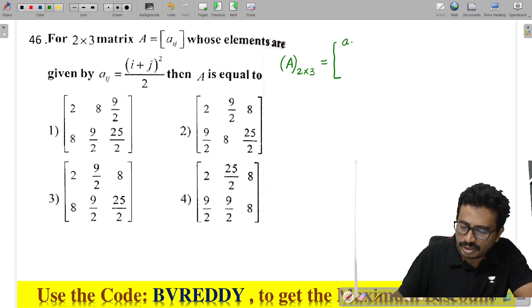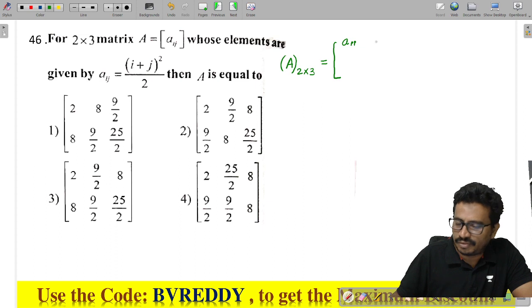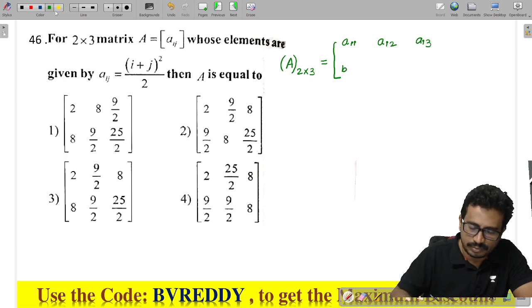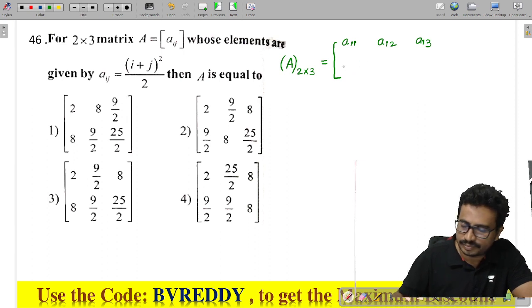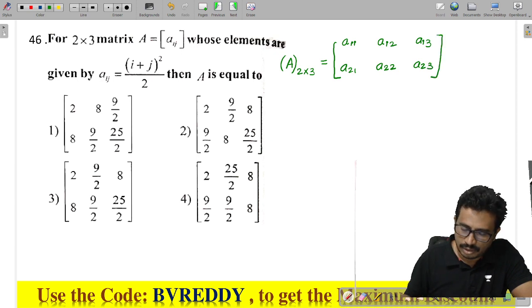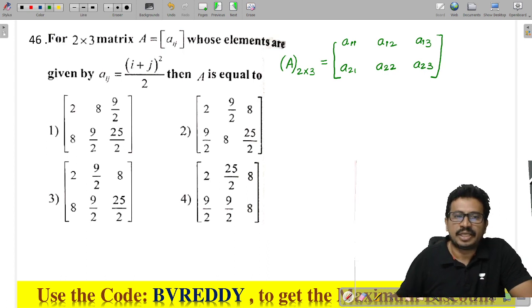So the first element is A11, A12, A13, and the next elements we can take are A21, A22, A23, a rectangular matrix. Now each element is given as (i plus j) whole square by 2.